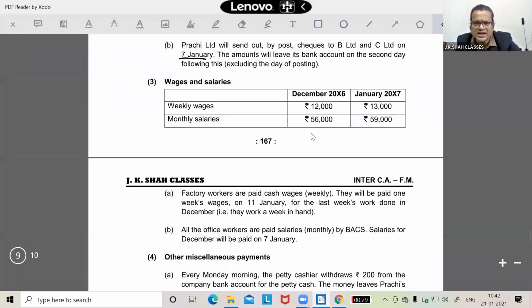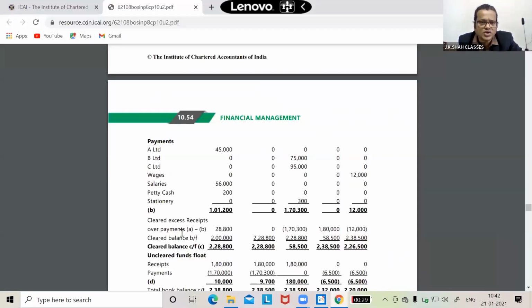And what is told about salary? All the office workers are paid salaries by BACS. So you know the BACS now. It comes instantly. Salary for December will be paid on 7th January. 56,000 will be paid on 7th January. And that's what you see in the payment, 56,000. Got it, guys?